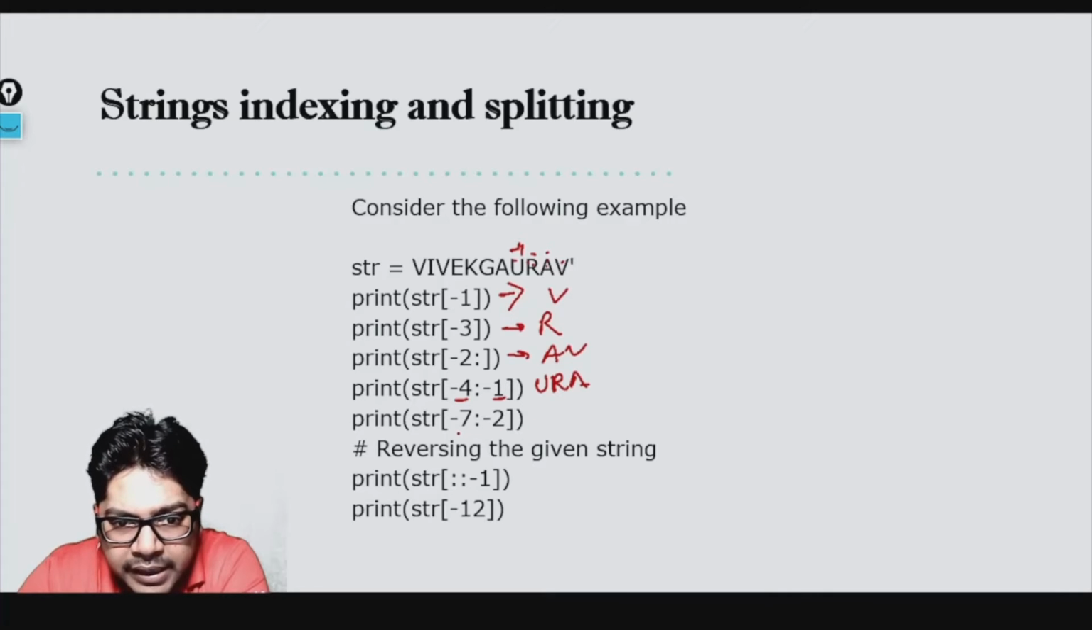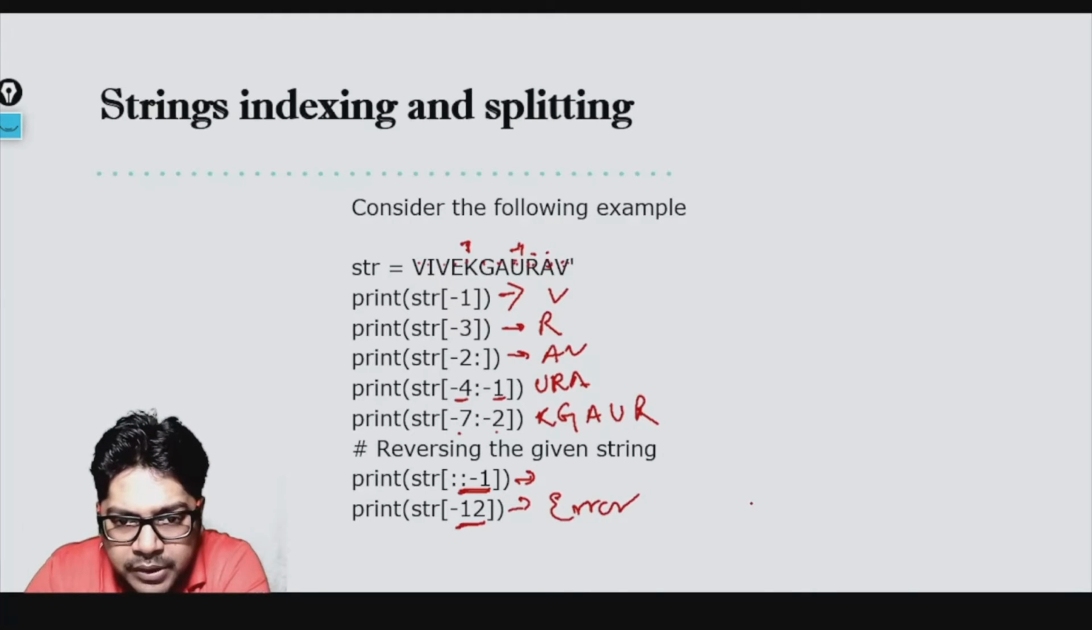And then if you write minus colon minus 2, so 1 2 3 4 5 6 7, so from 7, this is 7, so here you will get k, and then you will get g, and then a, and then a k g a u r, you will get r till here. If you want to reverse it, this will actually reverse the whole string, and if you write minus 12, let us see if it has minus 12 or not. 1 2 3 4 5 6 7 8 9 10 11, you will get an error here.